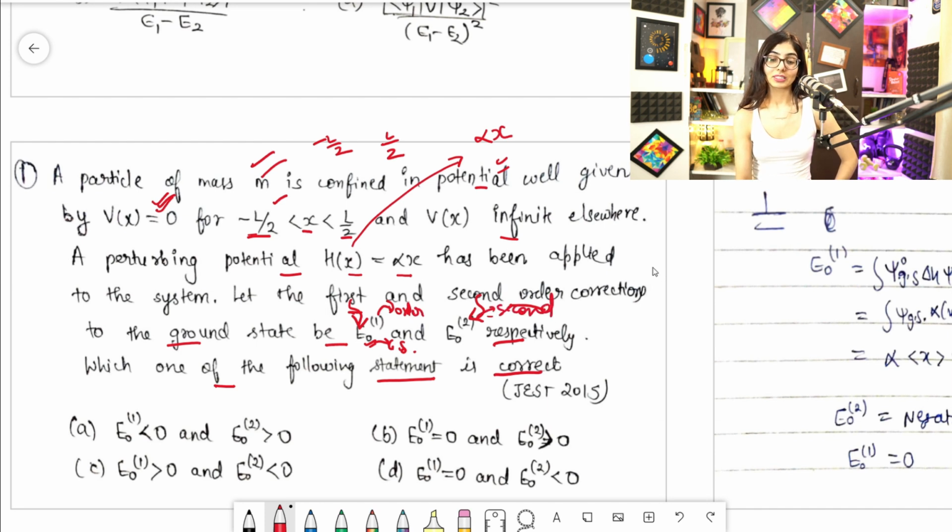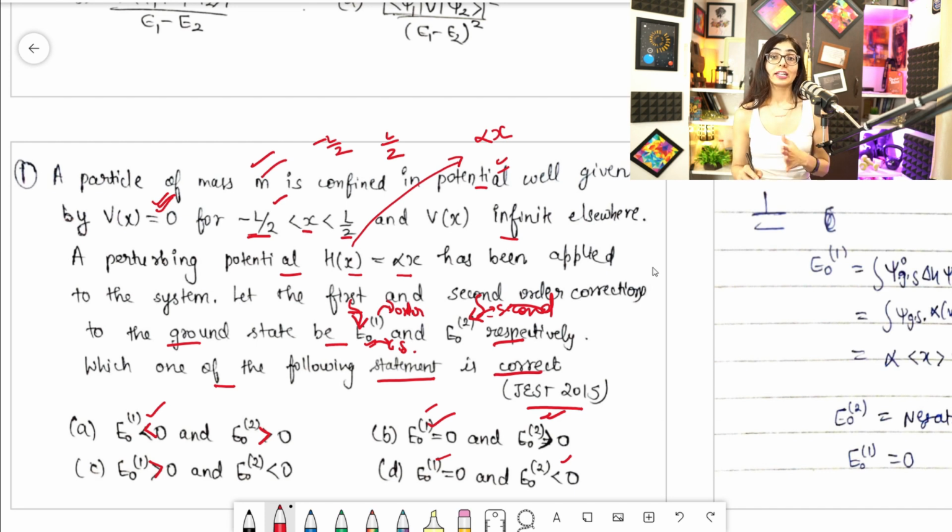This question was asked in 2015, but I have seen similar types of questions several times in previous year CSIR chemistry papers. So pay attention to this question; it is very important. We need to tell which statement is correct. The options involve less than, greater than, or equal to 0, for the first order and second order perturbation.